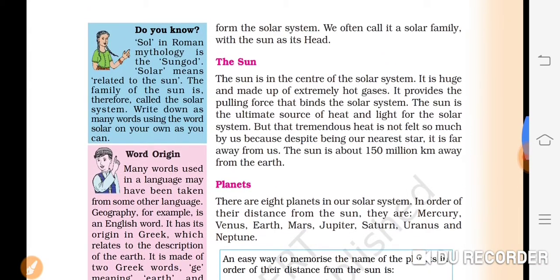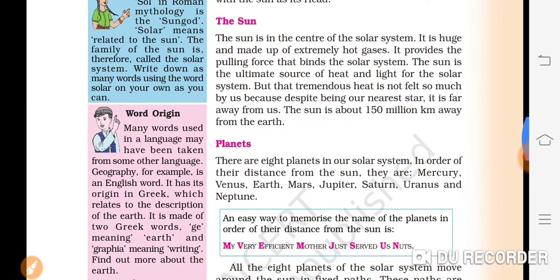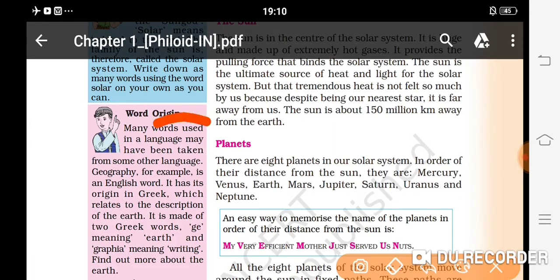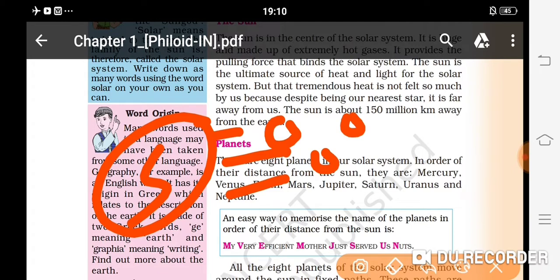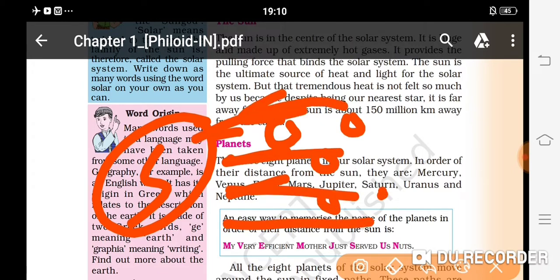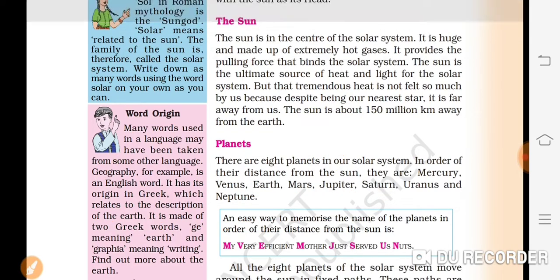Okay, so we start from the Sun. The Sun is the center of the solar system. It is huge and made of extremely hot gases. It provides the pulling force. The Sun has a pulling force so that the other planets are bound with it. Clear? It's attraction.